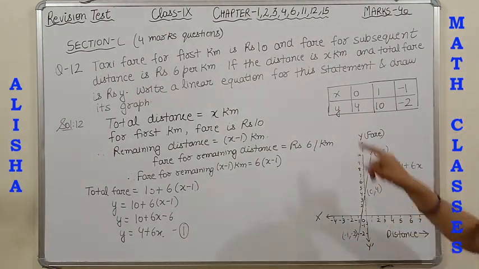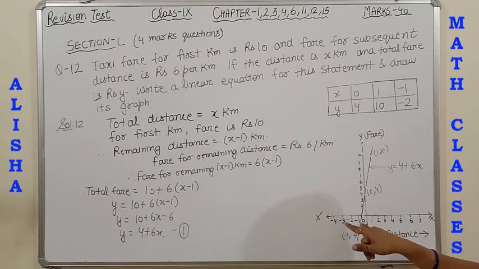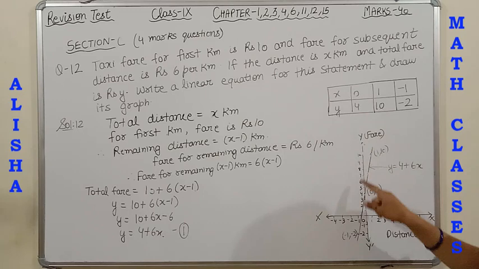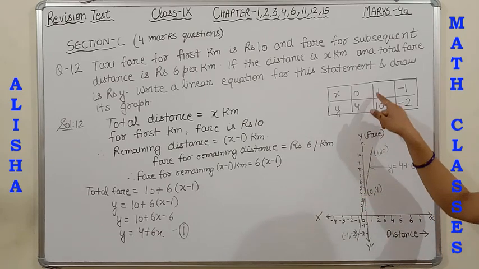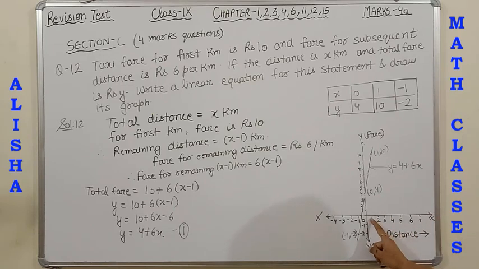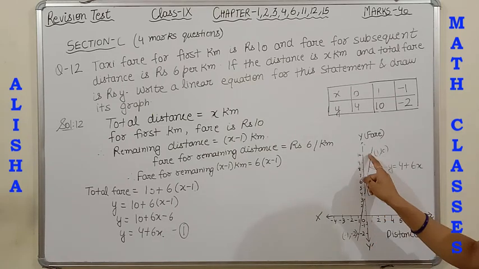Now just locate the points on the Cartesian plane and draw a graph. Take a point x is equal to 0, y is equal to 4. This is point (0, 4). X is equal to 1, y is equal to 10. That means on the x axis here it is x is equal to 1, and here we have y is equal to 10.